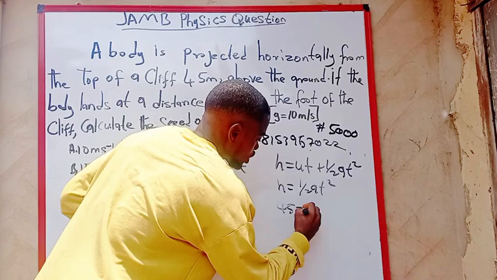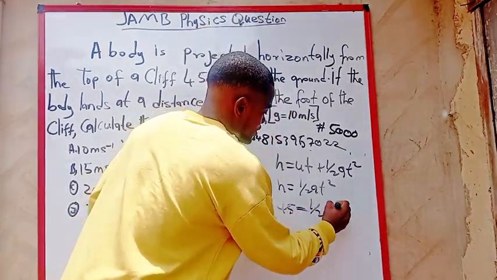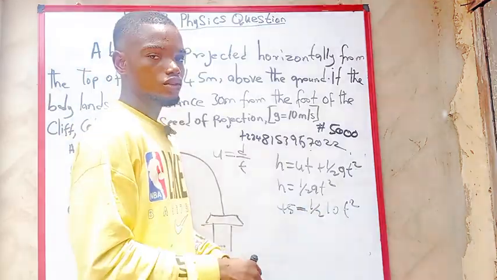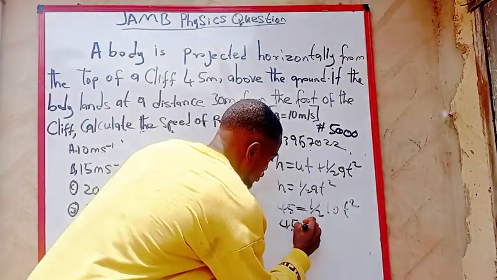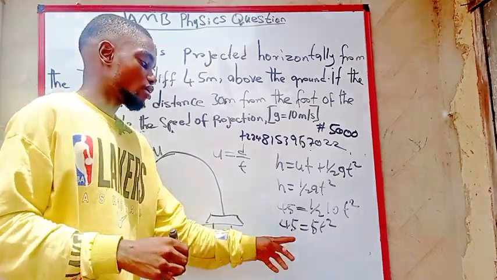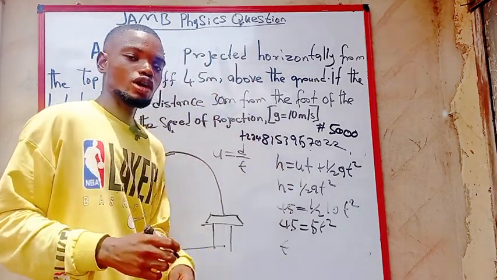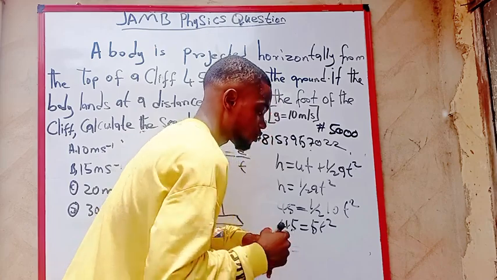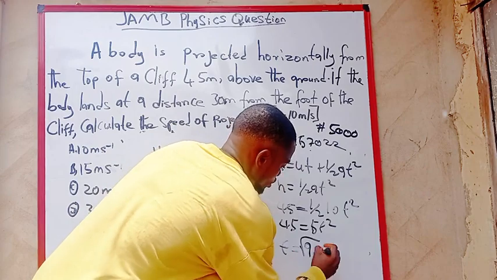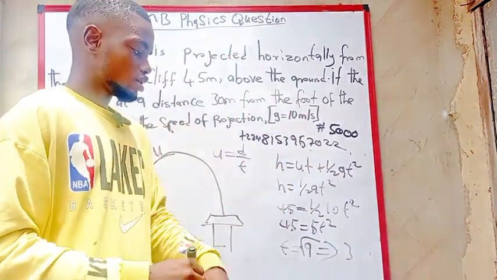It's going to become 45 equals 1/2, and the acceleration due to gravity was given as 10, multiplied by t squared. Now, half of 10 is going to give you 5. So 45 equals 5t squared. If I divide both sides by 5, 45 divided by 5 is going to give you 9, and you now have t squared. Now to remove the square, you take the root of both sides. Now we have the root of 9, which is going to give you 3. So the time is 3 seconds.